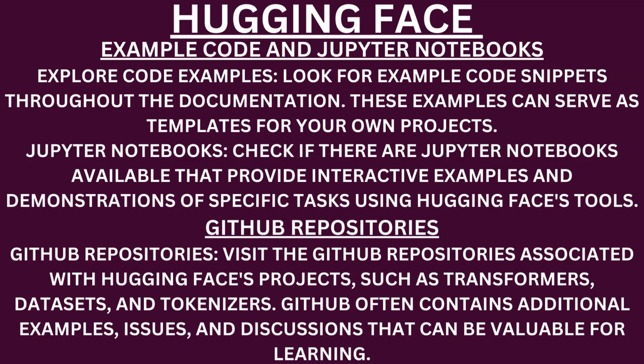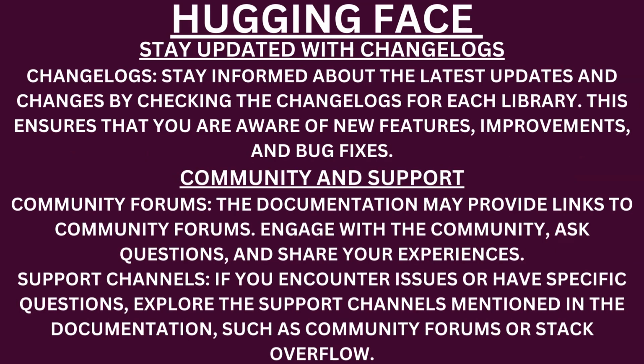GitHub repositories. Visit the GitHub repositories associated with Hugging Face's projects such as Transformers, datasets, and tokenizers. GitHub often contains additional examples, issues, and discussions that can be valuable for learning. Stay updated with changelogs. Stay informed about the latest updates and changes by checking the changelogs for each library. This ensures that you are aware of new features, improvements, and bug fixes.